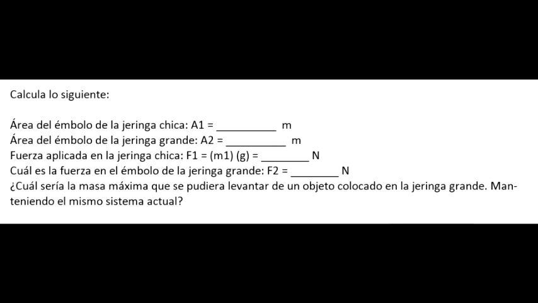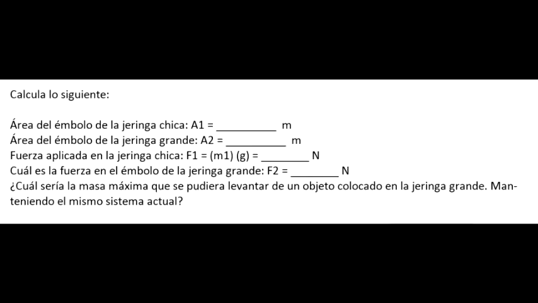And now what is the force applied in the piston of the big syringe? Well, it's the same as the small syringe because the system is connected. So the result is 5 newtons, just as the small syringe.